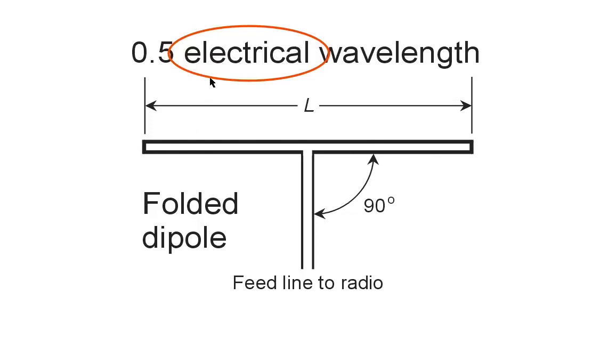So the electrical length should be 1/2 of an electrical wavelength from end to end at the fundamental frequency. That is the correct length for a folded dipole antenna. And that is choice C.